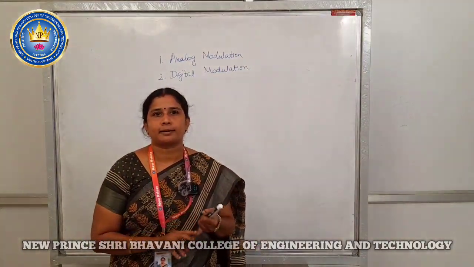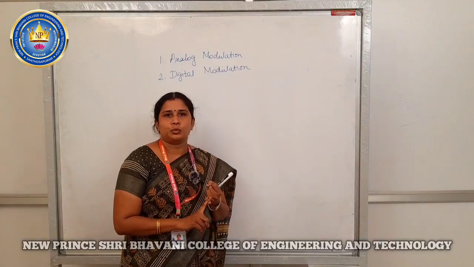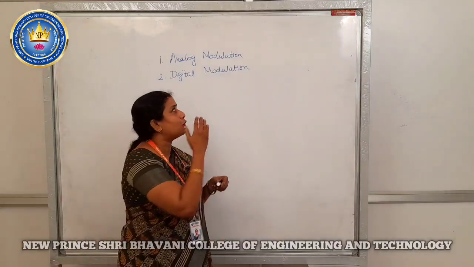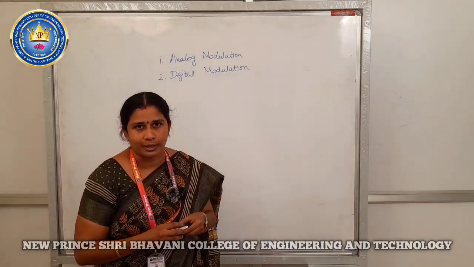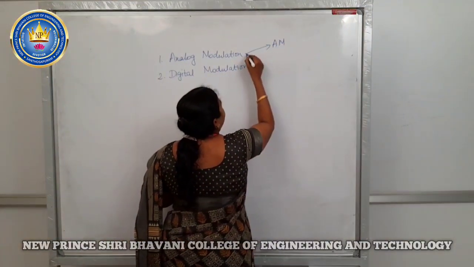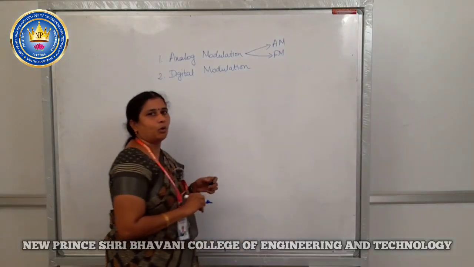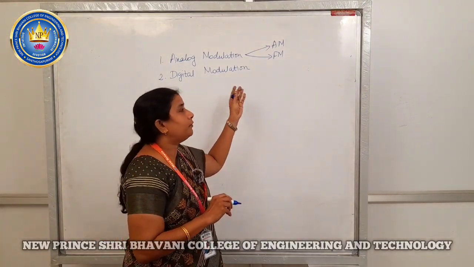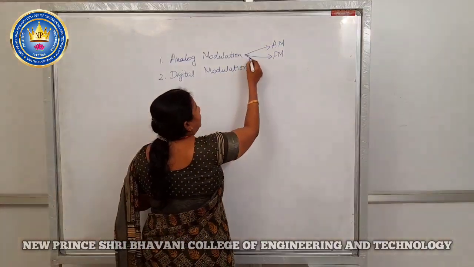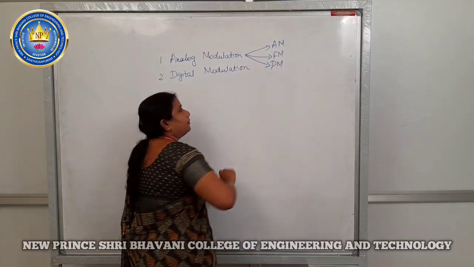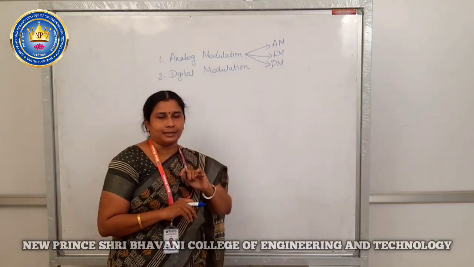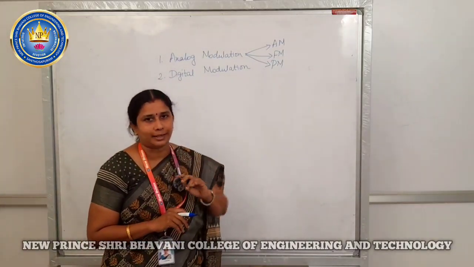The first one is based on the basic characteristics of signals: amplitude, frequency and phase. In amplitude modulation, AM, the amplitude of the carrier signal is varied in accordance with the modulating signal. The second one is FM, frequency modulation. Frequency modulation is nothing but the frequency of the carrier signal is varied in accordance with the modulating signal. Similarly, in phase modulation, PM, the phase of the carrier signal is varied in accordance with the phase of the modulating signal. These are all the basic modulation techniques.